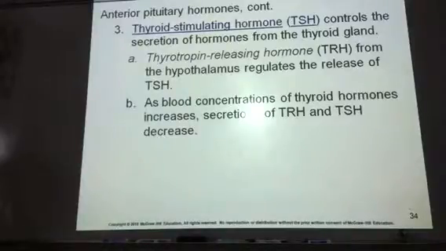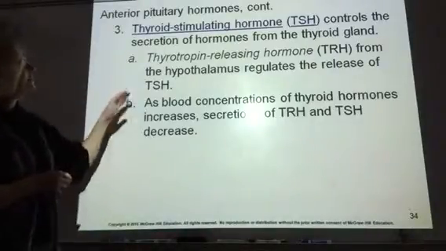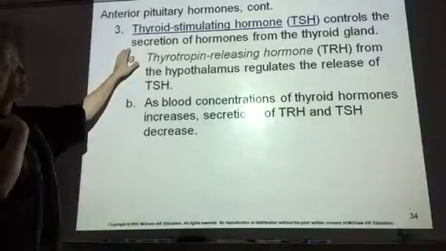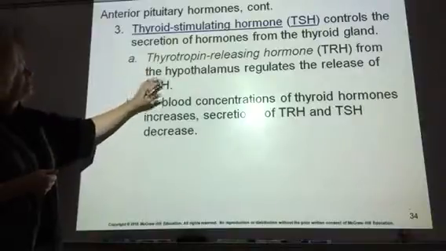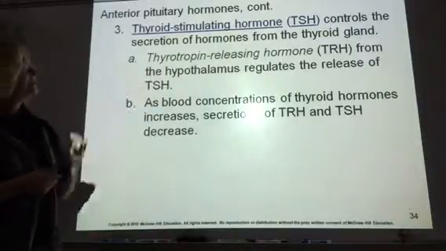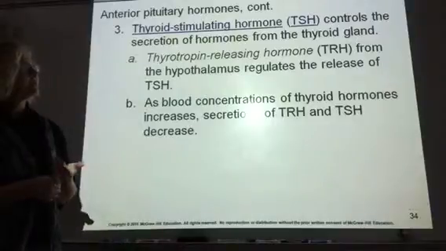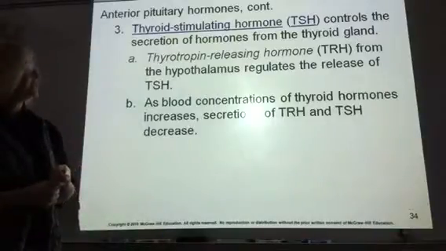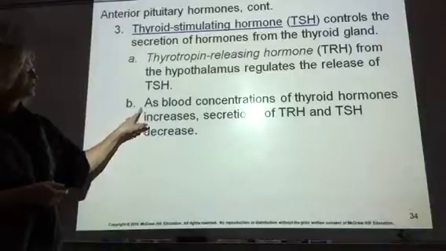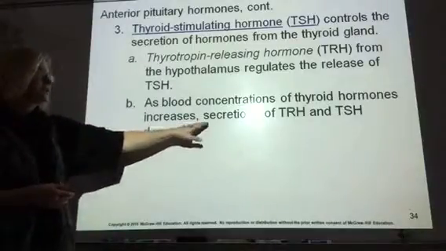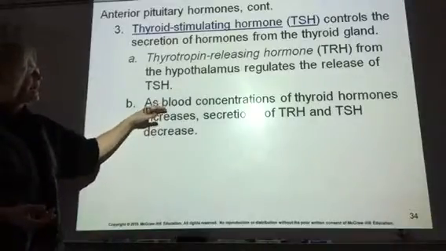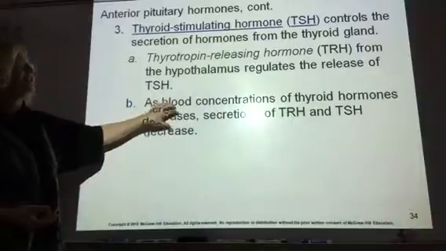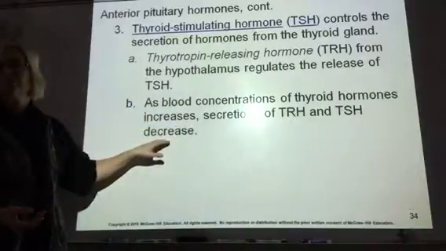TSH, thyroid stimulating hormone, also very common, very important. Controls secretion from the thyroid gland. So thyrotropin releasing hormone, TRH, this also comes from the hypothalamus, is what regulates the production of TSH. As blood concentrations increase, then secretions are going to decrease. So here again, negative feedback. If I have enough TSH in my bloodstream, secretions are going to decrease.